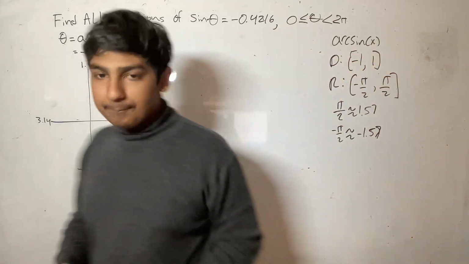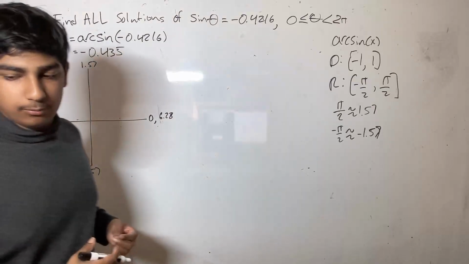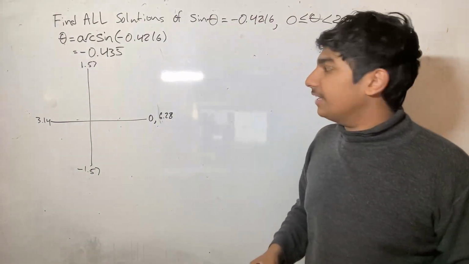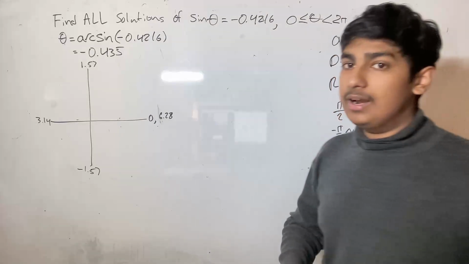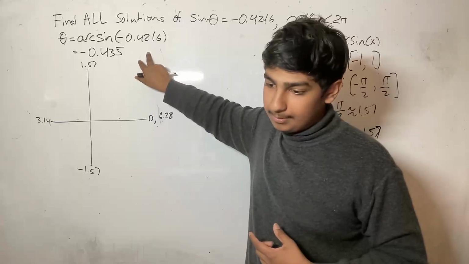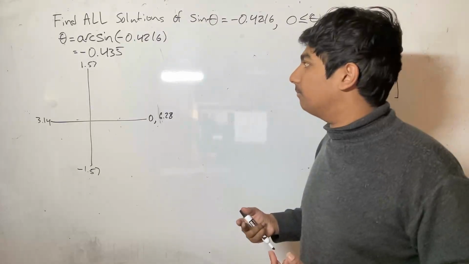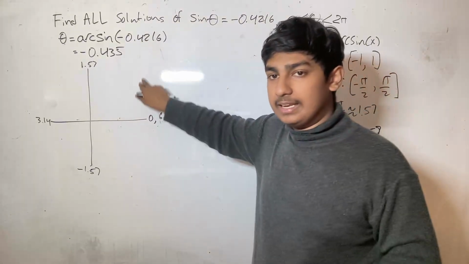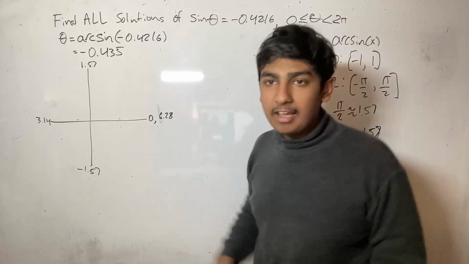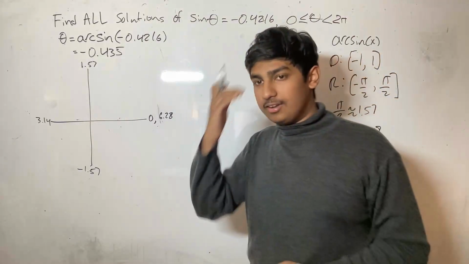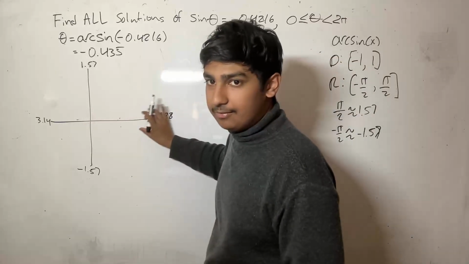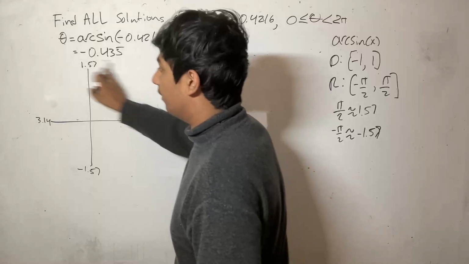And so now, if we think about where negative 0.435 is, first of all, that means that we can always add 2 pi to this, but let's first talk about what I mean by 2 pi. If we do this, it's not going to be in standard position. What I mean by standard position is that we start here. This is the initial side, the positive side of our x-axis, and then we go counterclockwise.